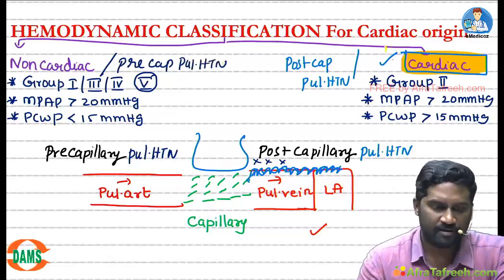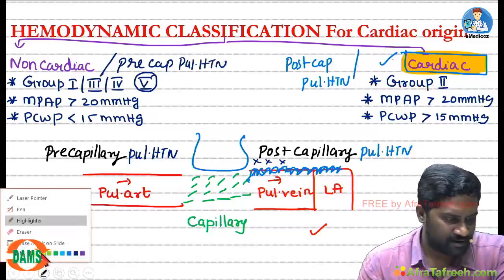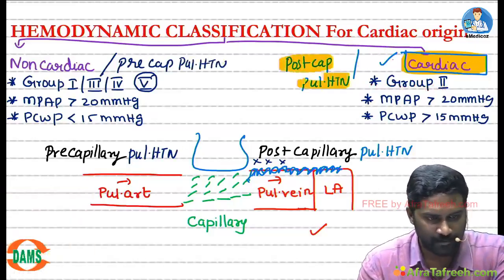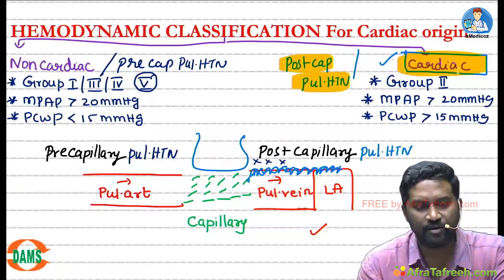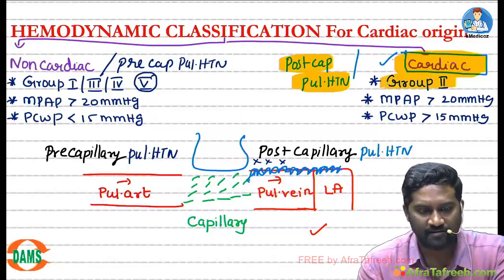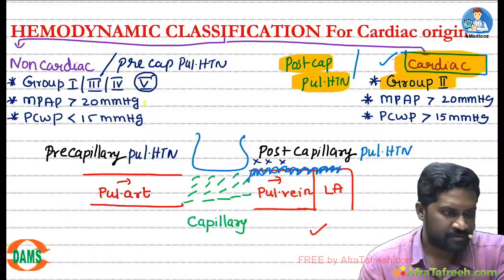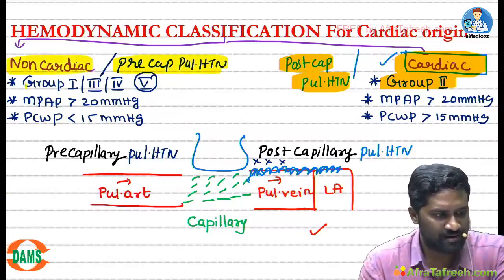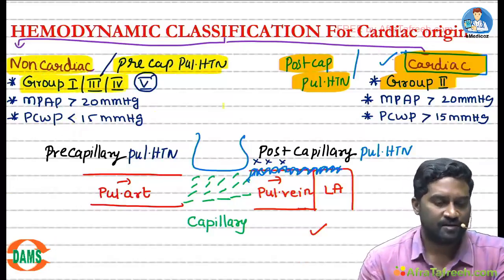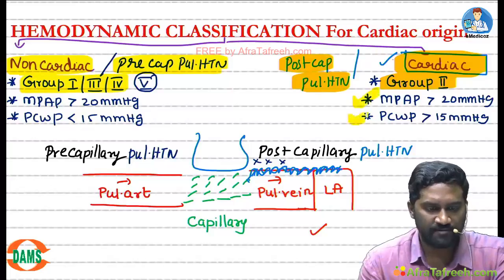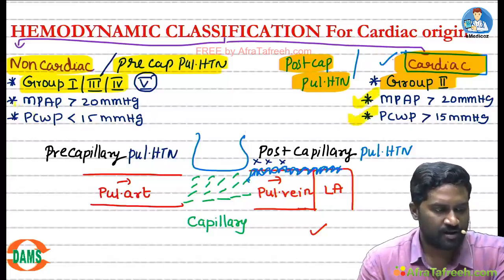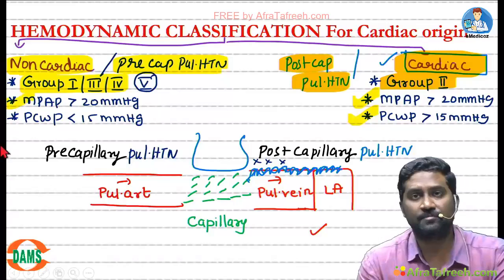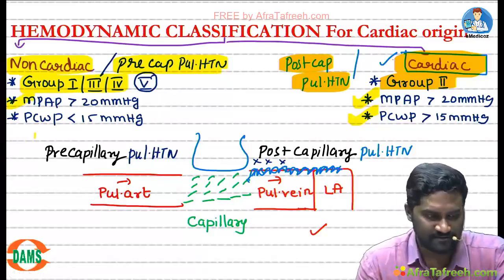What you need to know for your exam is, if they mention post-capillary pulmonary hypertension, they are asking about cardiac origin pulmonary hypertension, group 2. If they mention pre-capillary pulmonary hypertension, they are asking about non-cardiac origin. It can be either group 1, group 3, or group 4, and you should know the parameters. In cardiac origin, both MPAP and PCWP will be elevated. In non-cardiac origin, MPAP will be elevated, but PCWP can be less than 15 mm Hg.